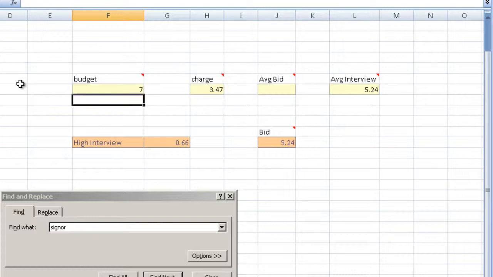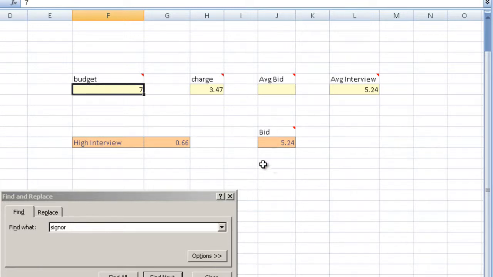A lot of times on hourly jobs, they won't even mention the budget. They'll just let the bidders have at it, and they'll see what the results are. But in this case, they have a budget, so I'll leave the 7 in. And what I'll get is $5.24.